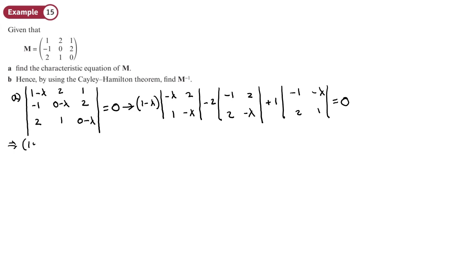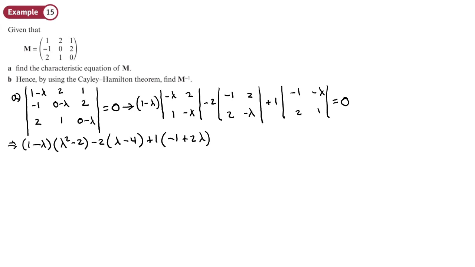So we've got 1 minus lambda, and that's going to be multiplied by, so these are going to be easy to work out, I think, lambda squared minus 2, then minus 2 times, and this is going to be lambda minus 4, and then plus 1 times, and this is going to be negative 1 minus negative 2 lambda, so that's negative 1 plus 2 lambda.